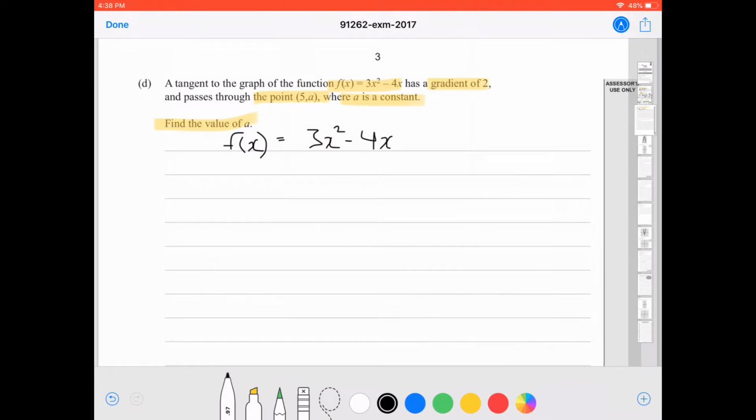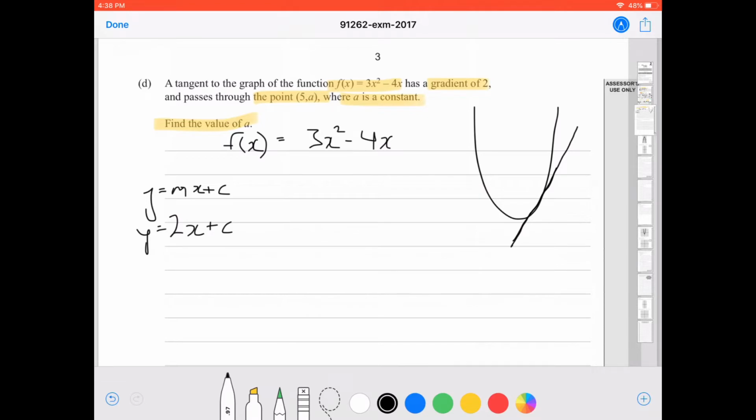And now, what is that? It's a positive parabola, and it says a tangent to the graph has a gradient of 2, so somewhere on, let's say, the positive side of the graph, so along here, right? The tangent, y equals mx plus c, is actually y equals 2x plus c, because its gradient is 2.